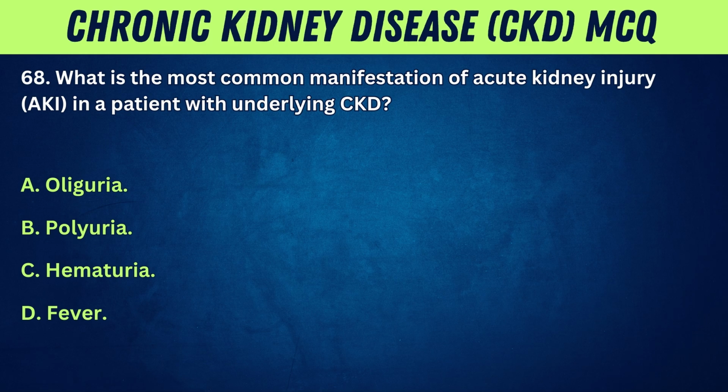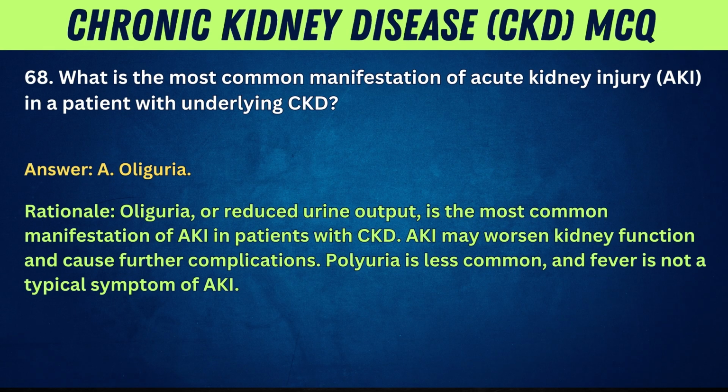68. What is the most common manifestation of acute kidney injury, AKI, in a patient with underlying CKD? A. Oliguria. B. Polyuria. C. Hematuria. D. Fever. Answer: A. Oliguria. Rationale: oliguria, or reduced urine output, is the most common manifestation of AKI in patients with CKD. AKI may worsen kidney function and cause further complications. Polyuria is less common, and fever is not a typical symptom of AKI.